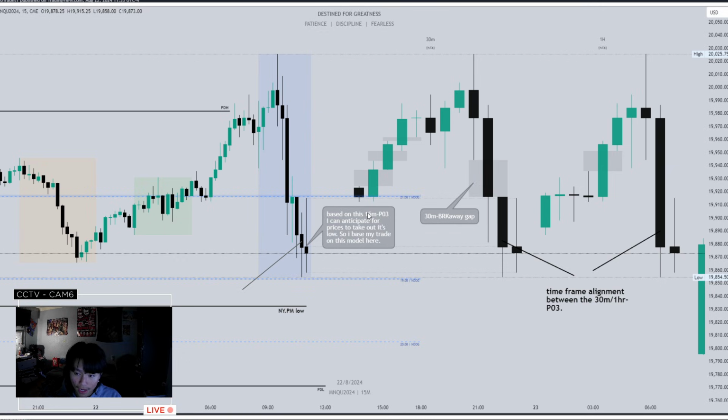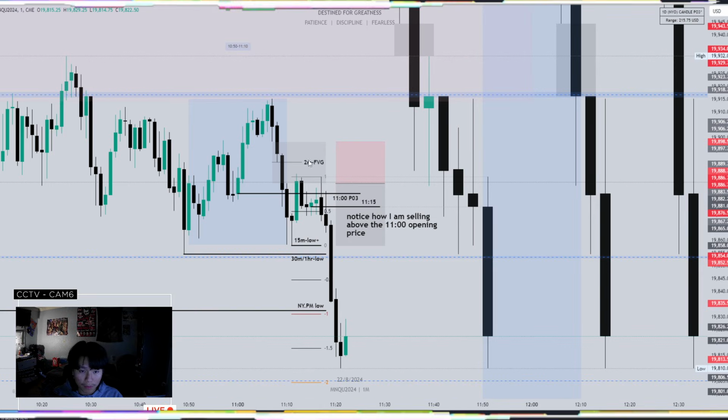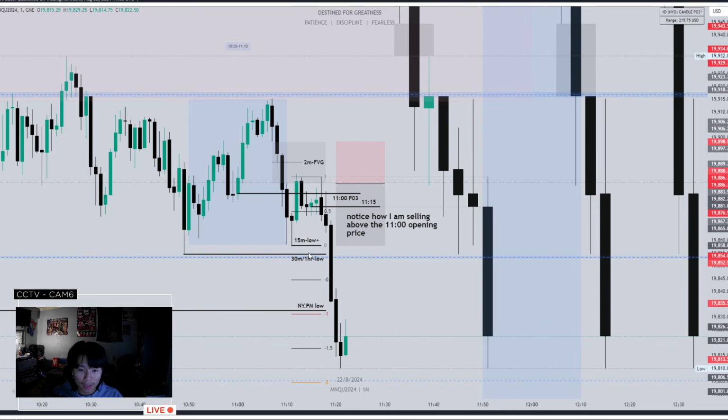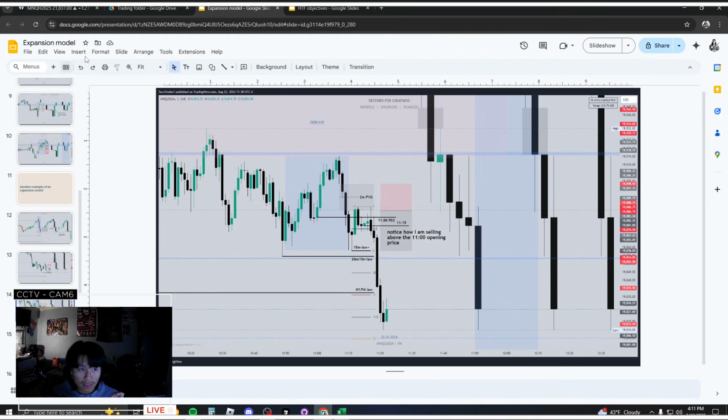So now that I have a higher time frame objective and a model, I would go on to my entry pattern. My entry pattern here is a 2-minute fair value gap. It's a gap that could be retraced back into. Once we retrace back inside that 2-minute fair value gap, I take my trade, I sell there. I'm targeting the 15-minute low / 30-minute low. That's known as an expansion model, right?